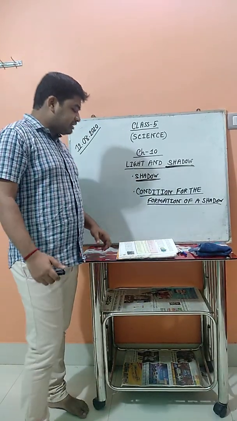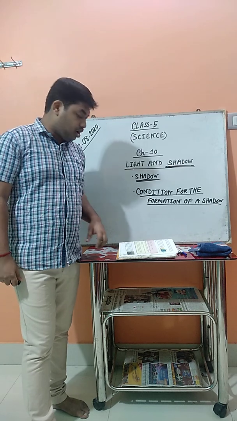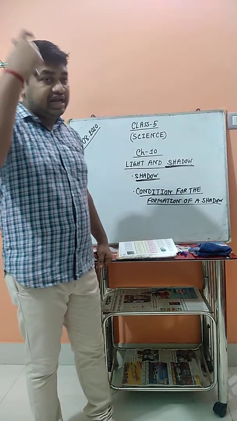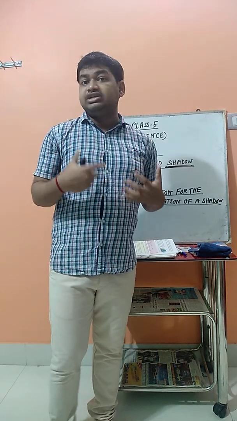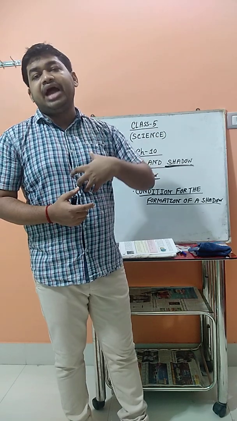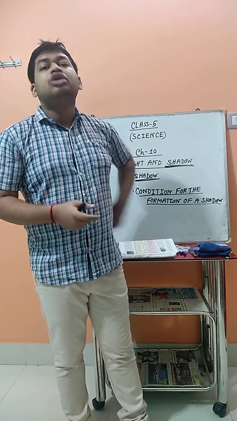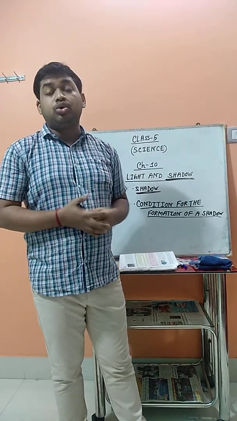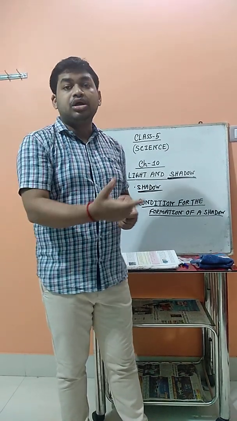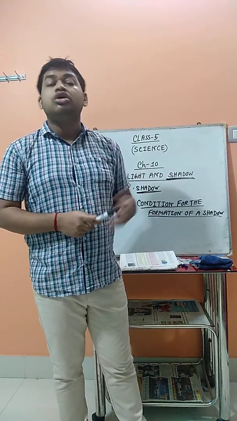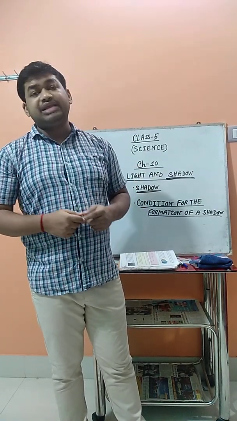Similarly, when sunlight falls on a body, it gets blocked. Suppose during the daytime the sunlight falls on our body. Our body acts as an opaque object, so it does not allow the light to pass through. For that reason, when you walk on the road, you can see that a shadow falls behind us. In this way, a shadow is made.